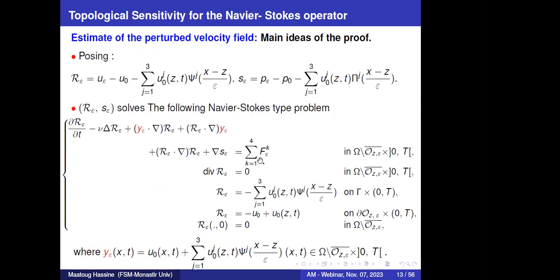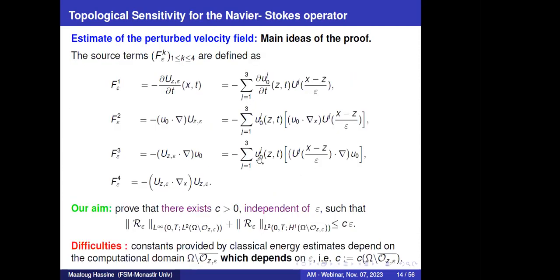The source terms here are defined by this expression. The aim is to prove that there exists a positive constant C independent of epsilon, such that this estimate holds. The main difficulty here is that the constant provided by the classical energy estimate depends on the computational domain, which depends on epsilon.